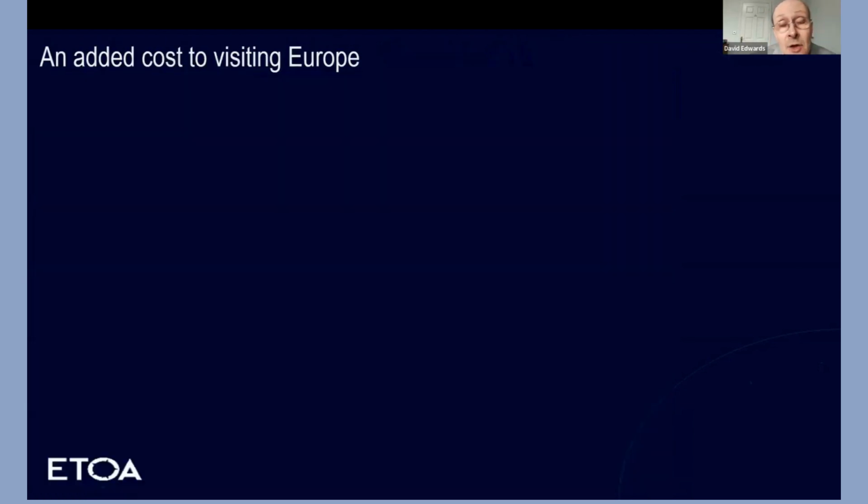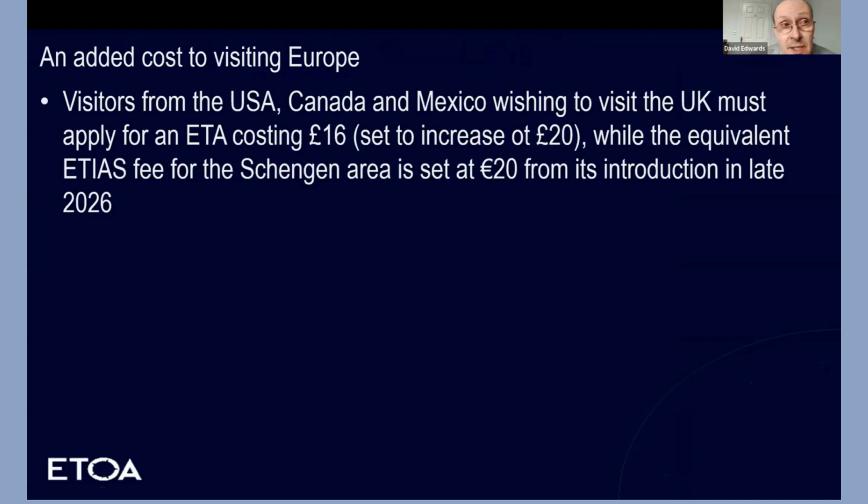There are added costs to those wanting to visit Europe, because visitors from the US, Canada, and indeed Mexico who want to visit the UK need to apply for an ETA. That'll cost them £16, and before much longer, it will be £20. The equivalent ETIAS fee for the Schengen area is expected to be €20 from its introduction later in 2026.